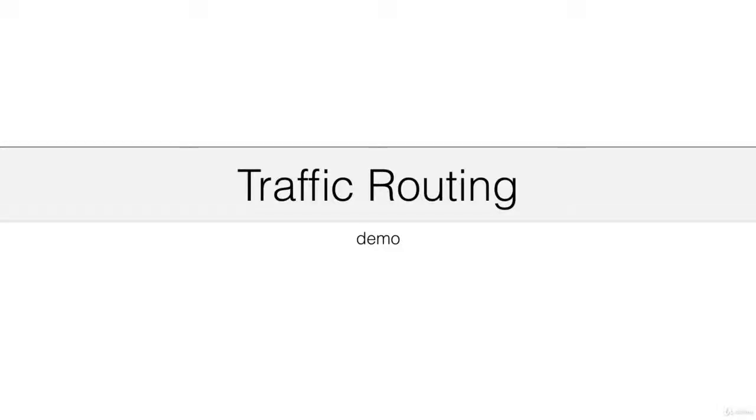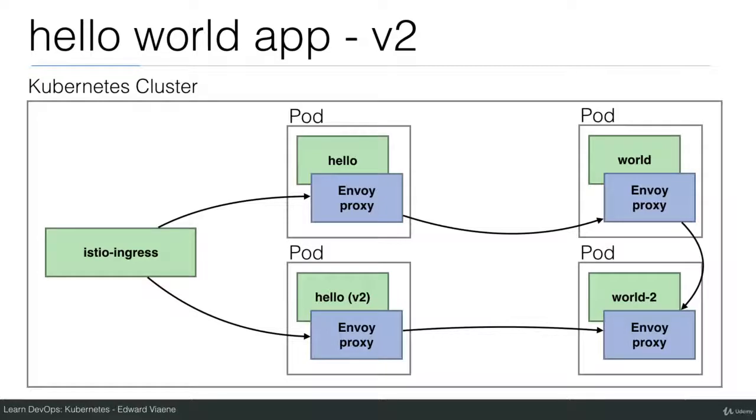In this demo, I will show you how to do traffic routing with Istio. I'm going to create a V2, a version 2 of my Hello World app. So we still have the Istio ingress controller, and the Istio ingress controller will redirect to the version 1 of my Hello pod, and this Hello pod will connect to World and World 2. I'm going to add a new pod, Hello V2.